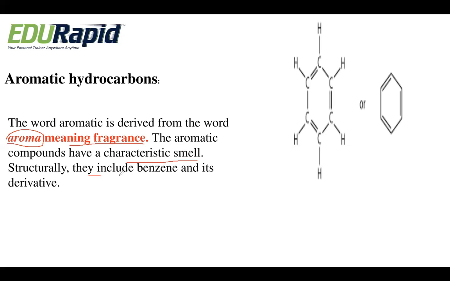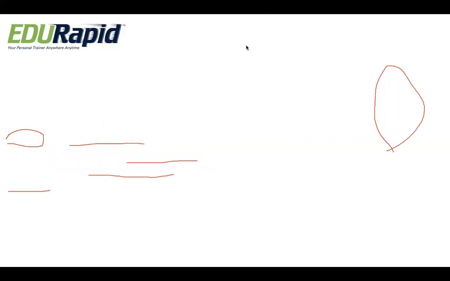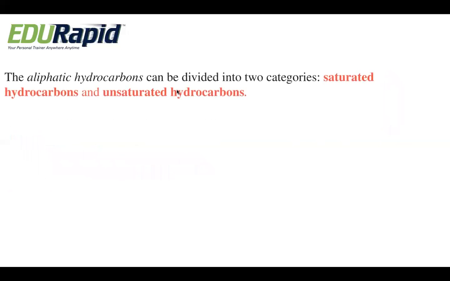Structurally, they include benzene and its derivatives, right? At the right side, you have a closed ring-like structure in the diagram. That closed ring is called a benzene ring. So usually the aromatic hydrocarbons, structurally, include the benzene ring or its derivatives. So this is about the two hydrocarbons, that is aliphatic and aromatic hydrocarbons. We will study them in detail.